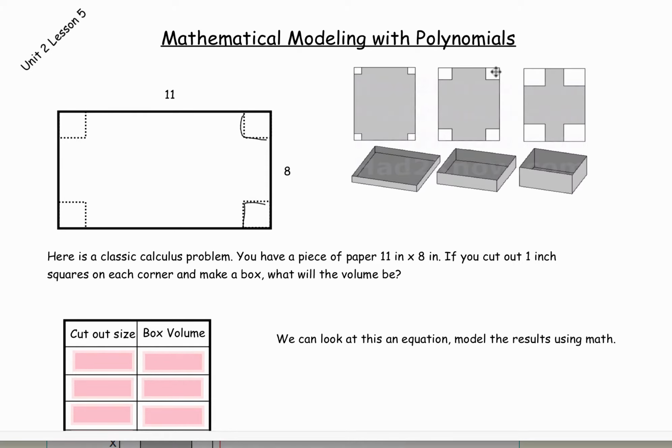So this is what it would look like. You cut out these corners, you fold it up, and you get a box. And as you can see here, every single time, what the calculus is going to do is we're going to look at making these corners different sizes, and you can see here how the volume is changing. All right, so let's look at this a little closer.